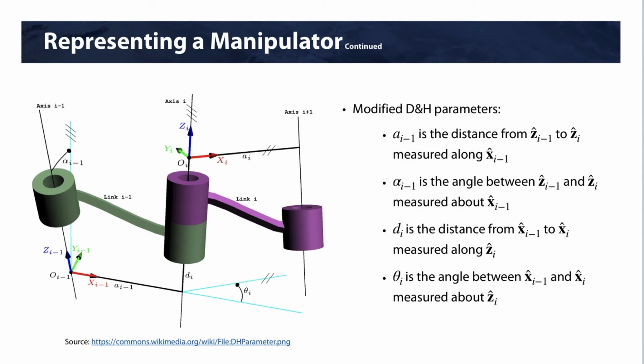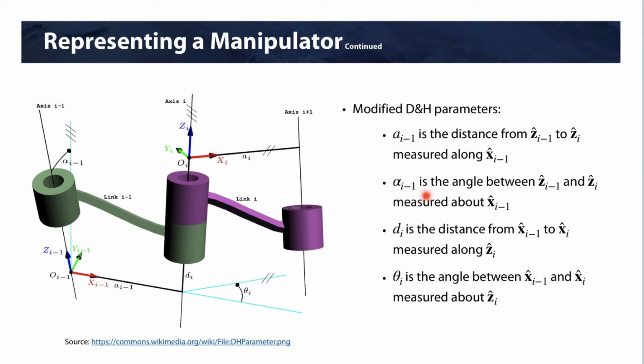So there are 4 D&H parameters, in this case the 4 modified D&H parameters. The first one is a_(i-1), which is the distance from Z_(i-1) to Z_i measured along X_(i-1). So here we have Z_(i-1), here we have Z_i, and this is the common normal, which is the axis of X_(i-1). And then you can see here we have a_(i-1). That is our first D&H parameter.